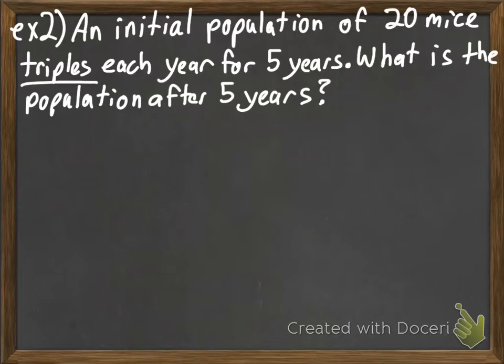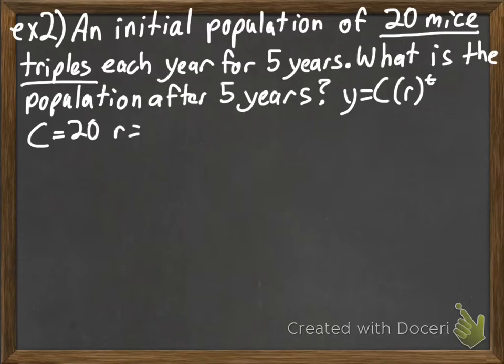Triples. That tells me it's a flat rate that's happening every single year. So that means we're going to have to use y equals c times r to the t. Now we need to figure out what our c, r, and t are. So c is our initial amount. So how many mice were there at the beginning? Looks like there were 20.